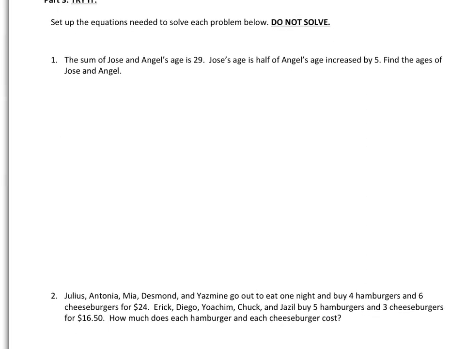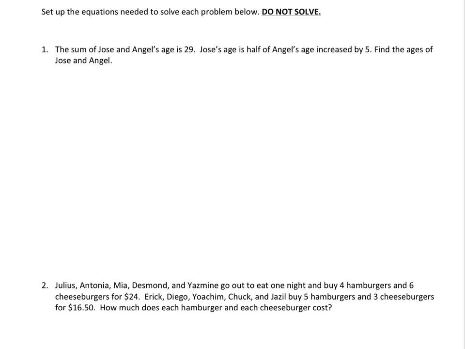Okay. So now, here's the solutions. We have Jose and Angel. The sum of their ages is 29. Jose's age is half of Angel's age increased by 5. Increased is an addition word. And we're going to find the ages of Jose and Angel. So we'll use J and A.